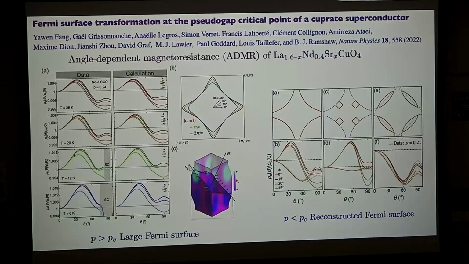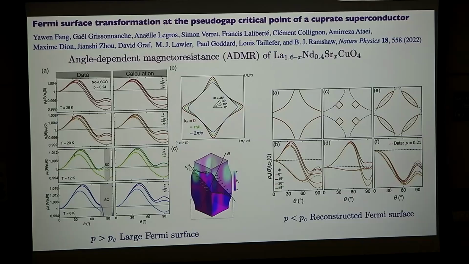All right. So now another probe, which is magnetotransport. This is much more recent, and it has started to give a very different point of view. That's really the heart of the problem. This is a paper from just 3 years ago by Brad Ramshaw and Louis Taillefer and others. What they're measuring is what's called ADMR, angle-dependent magnetoresistance.